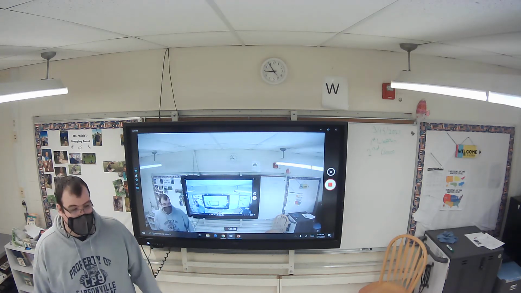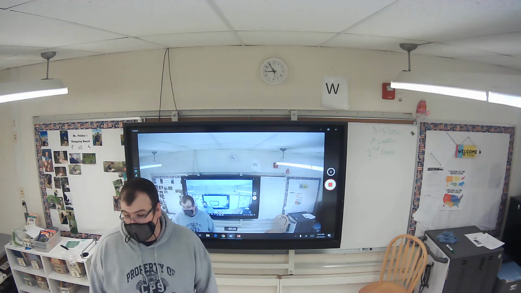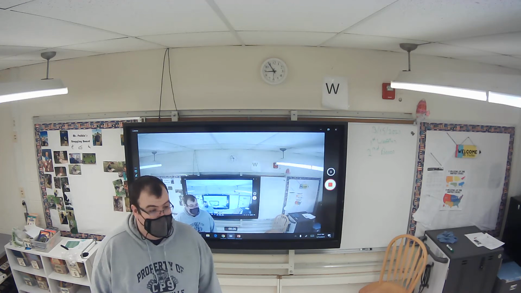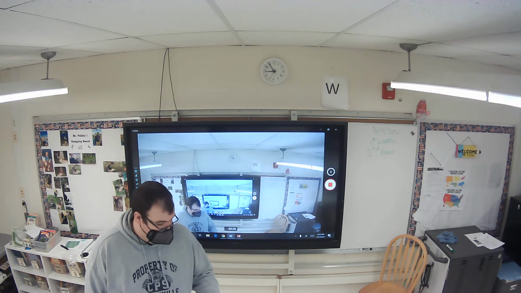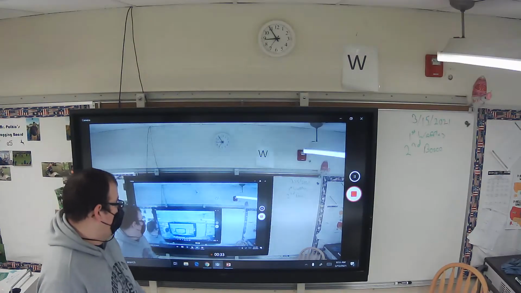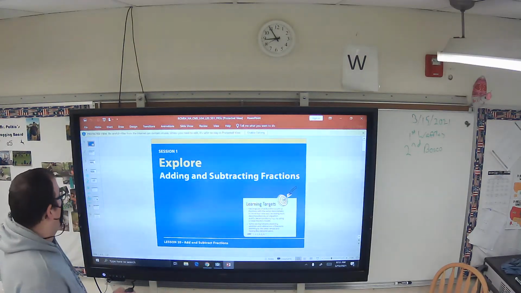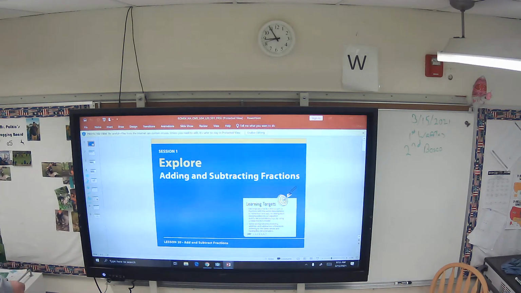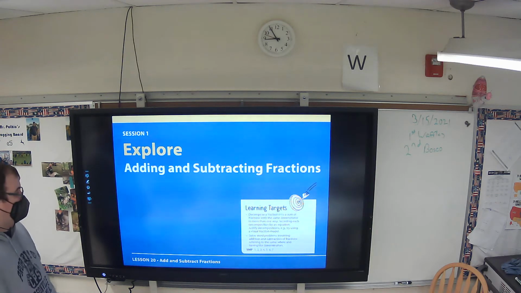They both deal with adding and subtracting fractions, though. So if you guys do need any extra practice adding and subtracting fractions, you probably can go back to lesson 19, right, and get more additional practice, correct? So I'm going to zoom this in so you guys can actually see the screen a little more. I know I've heard a lot of complaints with that, seeing things. And here we go. All right, so session 1, explore adding and subtracting fractions.